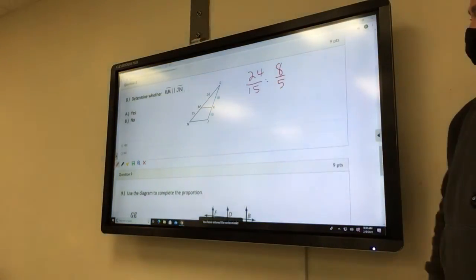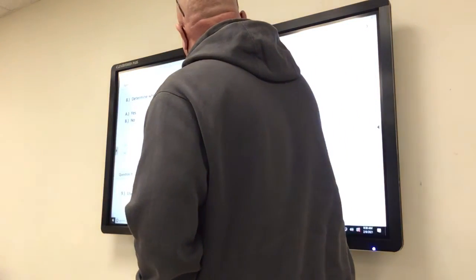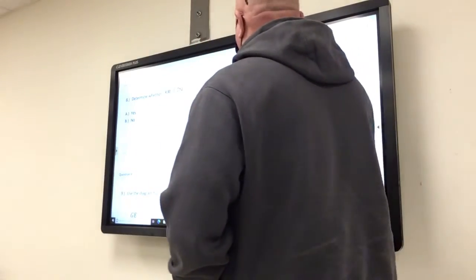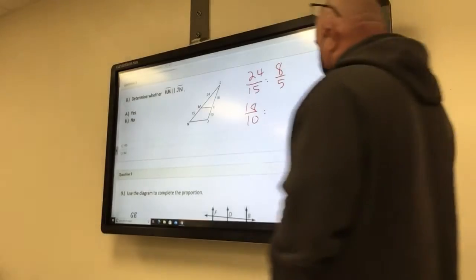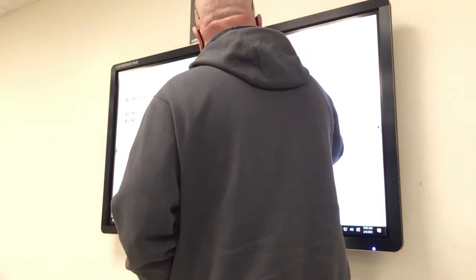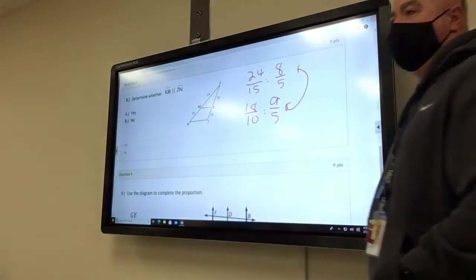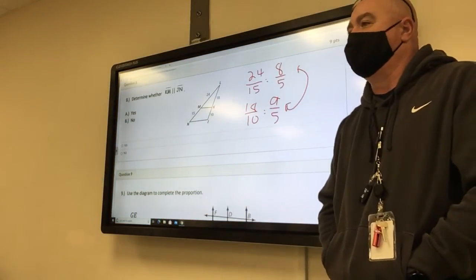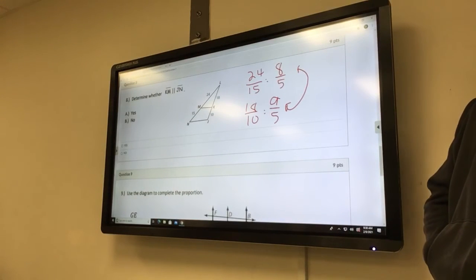Okay? All right, we got to do the same thing on the other side. 18 is to 10. What's the biggest number 18 and 10 got in common? 2. Is that number and that number the same? No, they are not the same. So are these two parallel to each other? No, they are not. That's all you got to do.